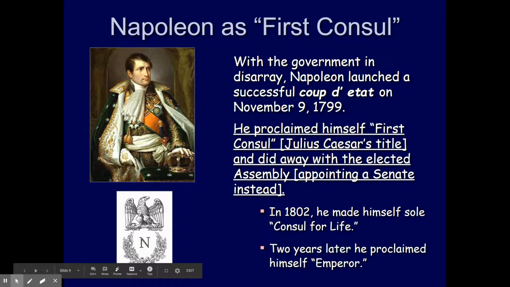When he actually came to power, he called himself the First Consul, which was Julius Caesar's title. He, like the Directory, actually came in as a coup with 5 other individuals. So it was him, his brother Lucien, that rigged the elections for him.